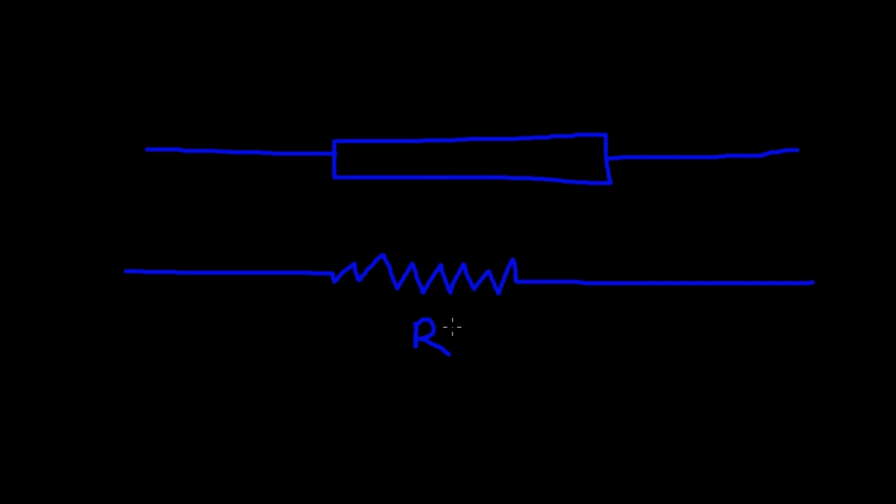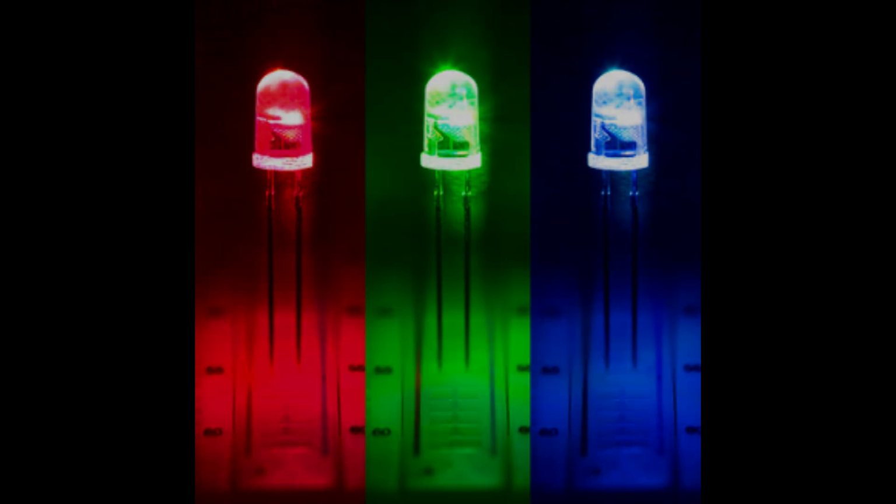A resistor is an electronic component that limits or resists the flow of electrical current in a circuit. By adding resistance, it controls how much current can pass through. This is important because if we allow too much current to flow, certain parts, like LEDs, could burn out.